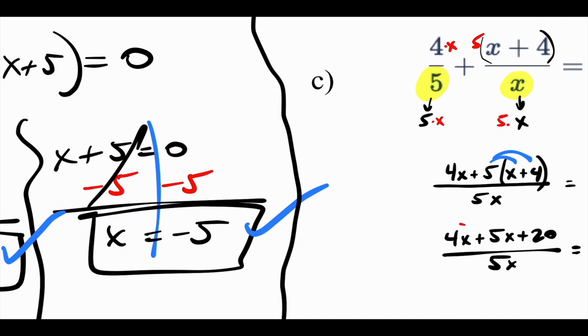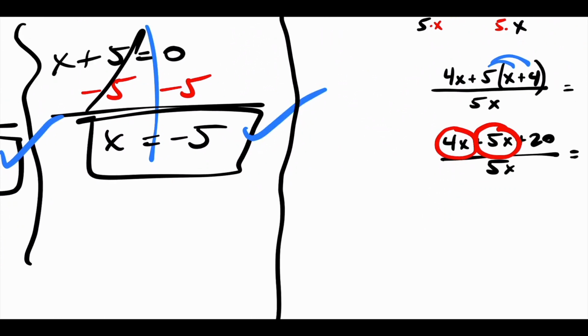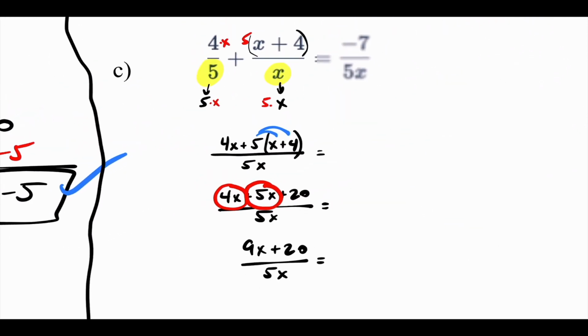Combine like terms. I've got some like terms here. I can combine 4x and 5x. I get 9x plus 20 over 5x. And that's where you stopped, right? That's where you said, I'm done with that problem, moved on. I think this was the last problem you had, number 5 on the quiz. And you're like, I'm done there. Right? Today, we're not done. We have something on the other side.